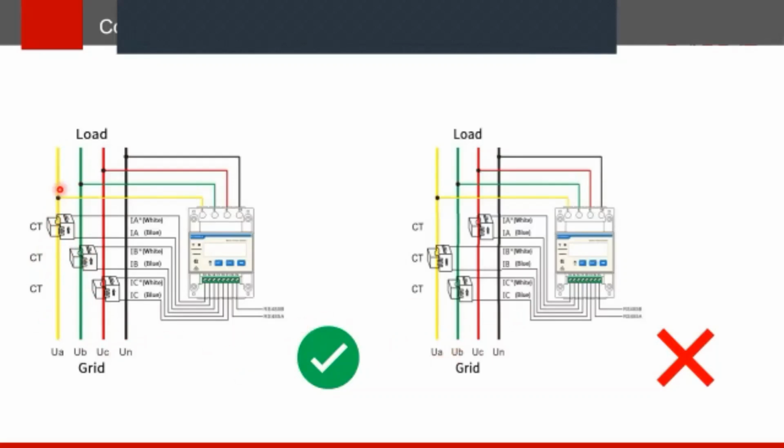And also, can you see the grid? This is the grid side and this is the load. Remember, the arrow of the CT should always point to the loads. Otherwise, the generation will be reversed. Okay.